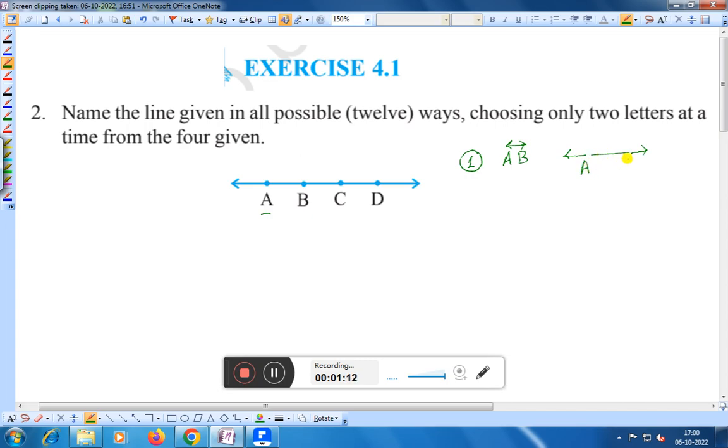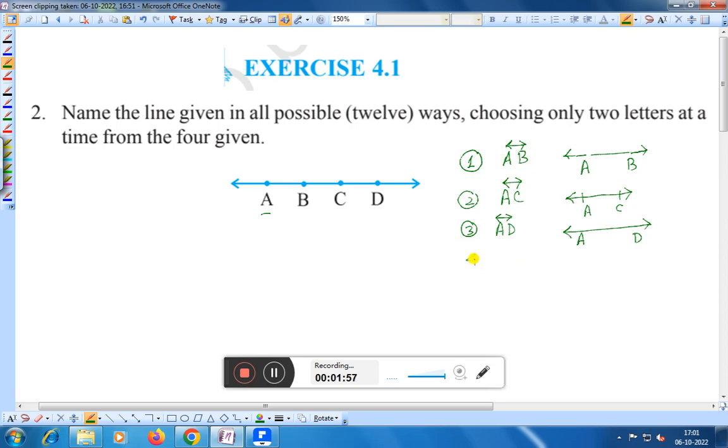A, B, right? Next one, number 2, starting from A, one is AB, another is AC line. It will be like this. Here it is A, and here it will be C, right? This is AC line. Next one, number 3, we can write AD line. A point will be here and D point will be here, that is AD, right?